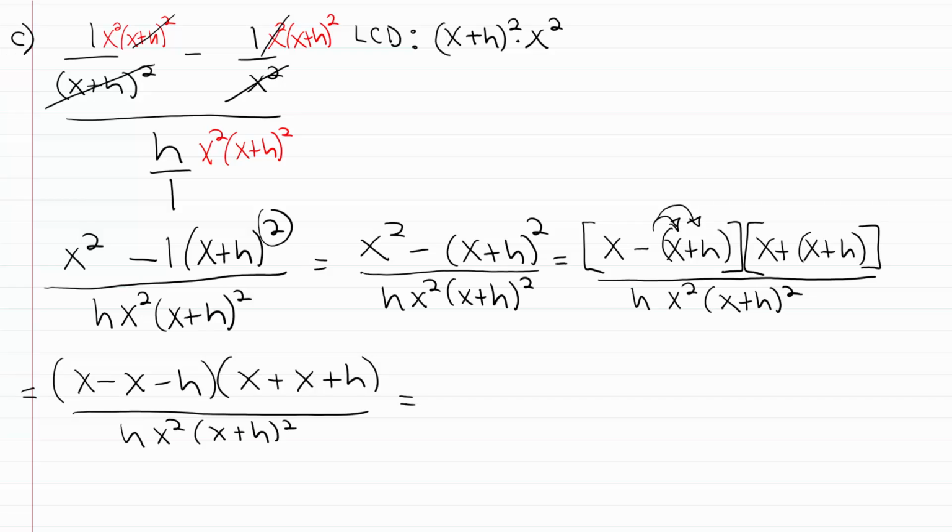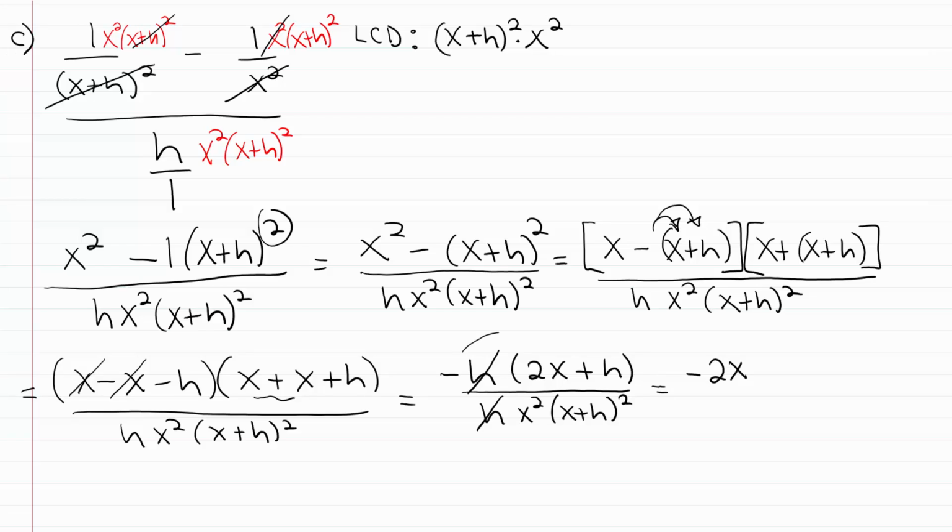Now from here, negative x and x cancel out, leaving you just negative h times, here we have 2x plus h, all over h times x squared times x plus h quantity squared. So I can cancel out the h's now, and I just have negative 2x, if I distribute in this negative 1, minus h, all over x squared times x plus h quantity squared. And that's it. That's all we can do.